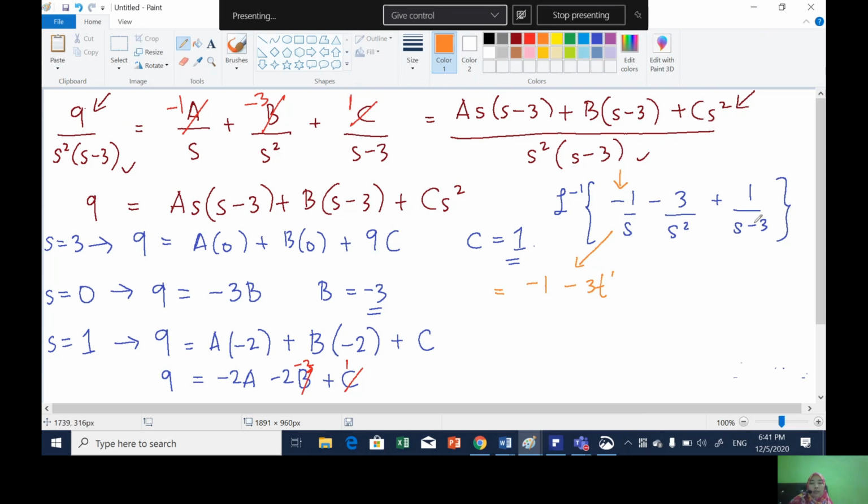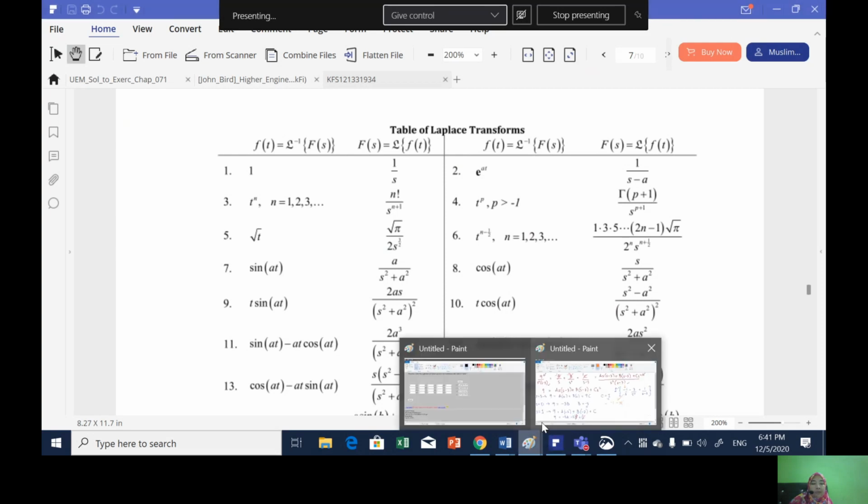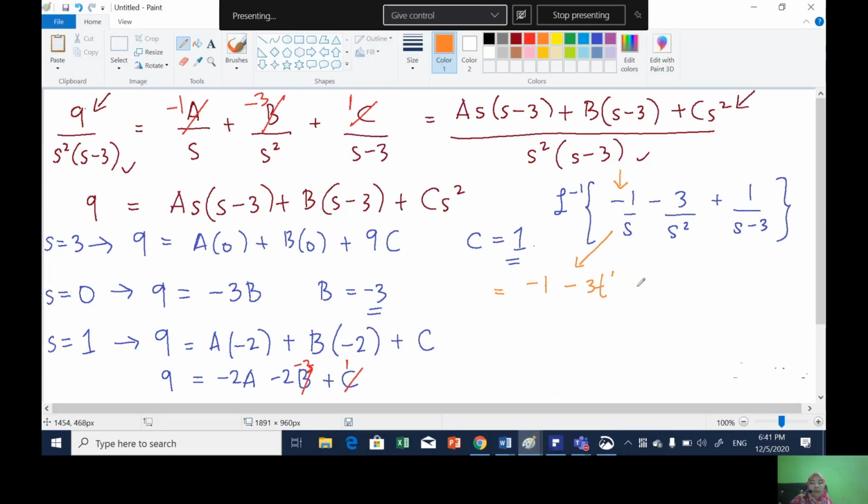The third part here, 1 over s minus 3, goes to number 2. So we have e to the power at, so plus e to the power at, where a is 3. So our solution will be this one: y equal to negative 1 minus 3t plus e to the power 3t. So this is the solution for the given second order differential equation.